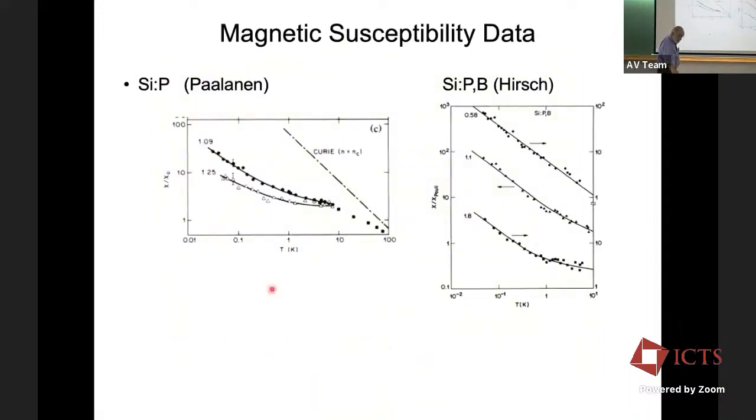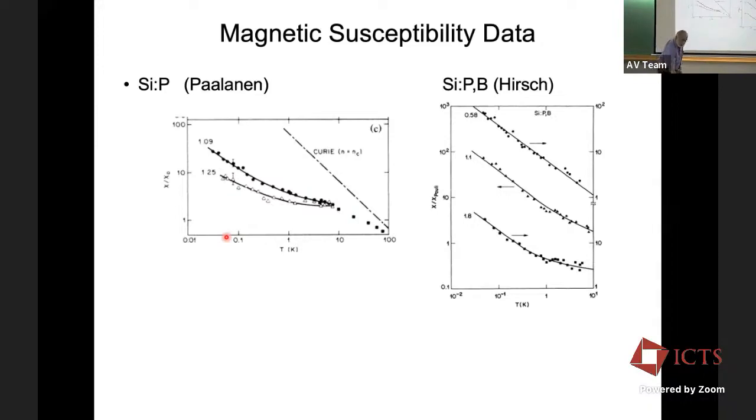So on the left is phosphorus doped silicon. This is the Curie susceptibility. And here are two samples that are 9% and 25% above the metal insulator transition. So instead of going constant at low temperatures, it is actually tending to go up. There's again a logarithmic plot. So there's quite a lot of enhancement of the susceptibility. A few years later, that was data due to Mikko Palonen and Bell Labs. There was also work done by Hirsch and Holcomb and Mikko on phosphorus and boron doped silicon.